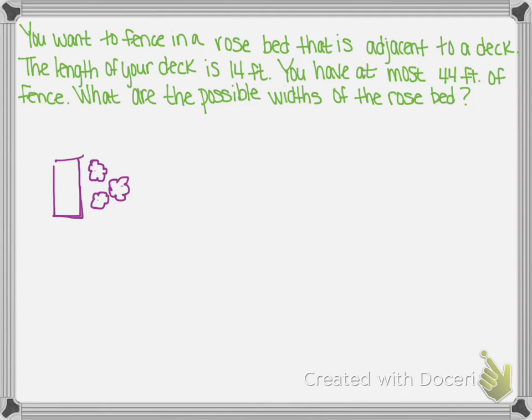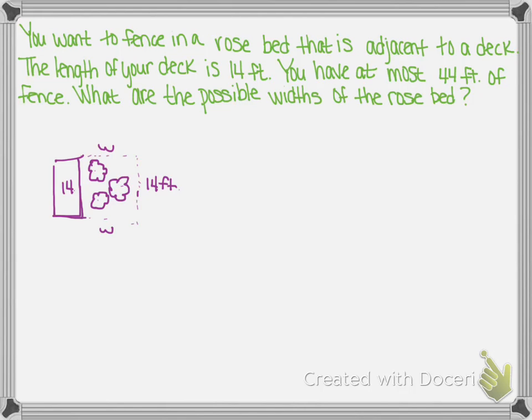If this right here for our deck is 14 feet, then over here, whatever length this is, most likely it's going to be 14 feet. So knowing the length of our deck will help us. And then we have 2 widths. So this distance going across here is going to be a width, and then over here. So if we have 44 feet, we're going to be looking at the perimeter to be making our fence.